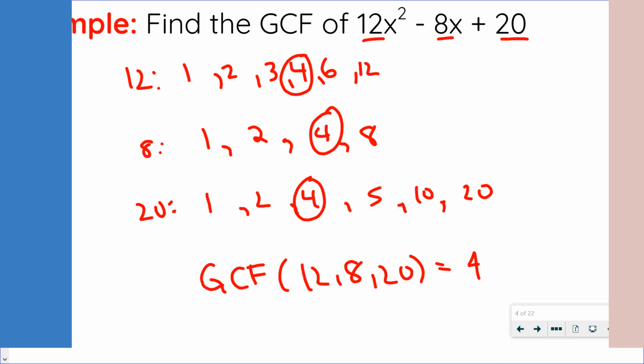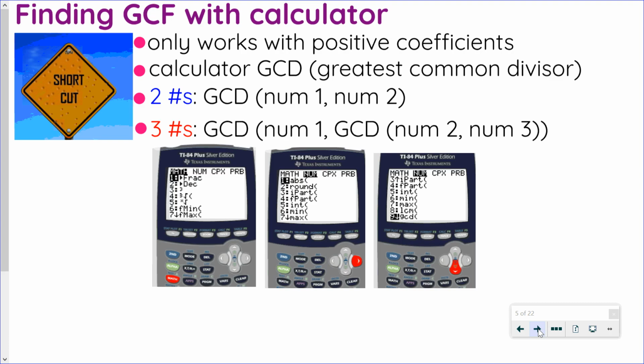Now another way I can find the greatest common factor is on the calculator. I want to show you that. So on the calculator, they call it a greatest common divisor, but it's the same thing as a GCF. So when I have two numbers, I just do the GCD of number 1 comma number 2. When I have three numbers, I have to trick the calculator into doing GCF. So I do GCD of number 1 comma, and then look here, I embed another one, GCD of number 2 comma number 3, and I'll show you what that looks like.